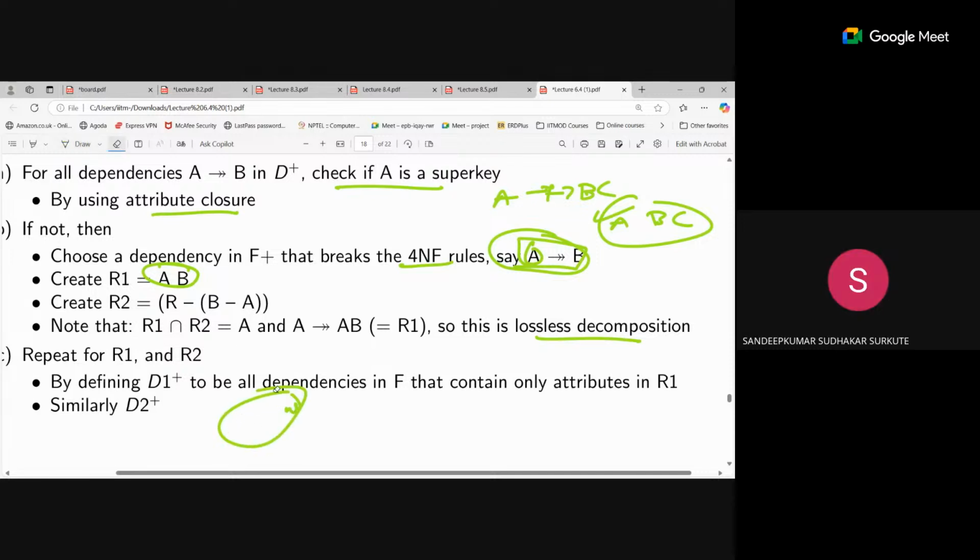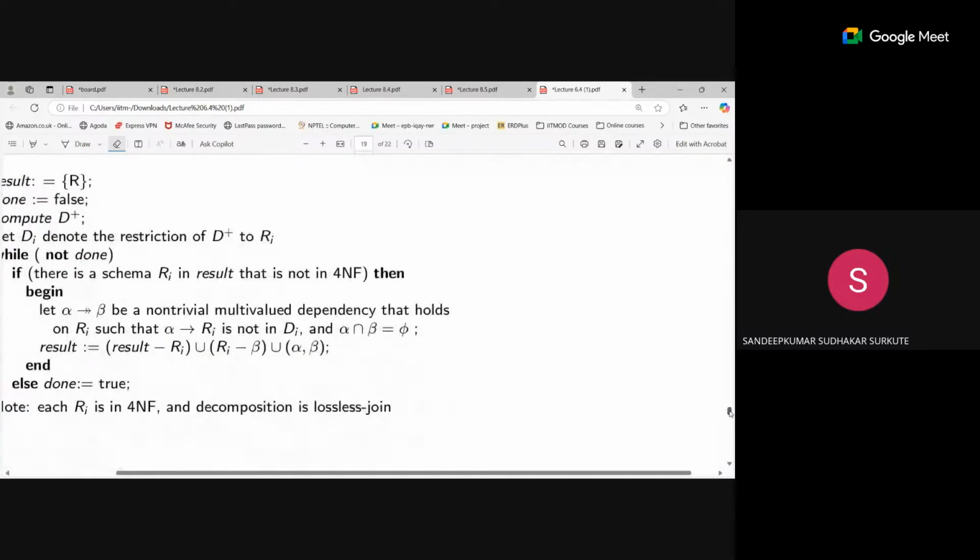But my question, you understood, no? The second one is decomposition. Okay, that's fine. But the checking is saying that alpha multi-determines beta. If it is non-trivial, only then we go to the second check. The second check is whether alpha is a super key or not. So alpha multi-determines beta, MVD is existing in the relation, it is non-trivial, and alpha is a key also.